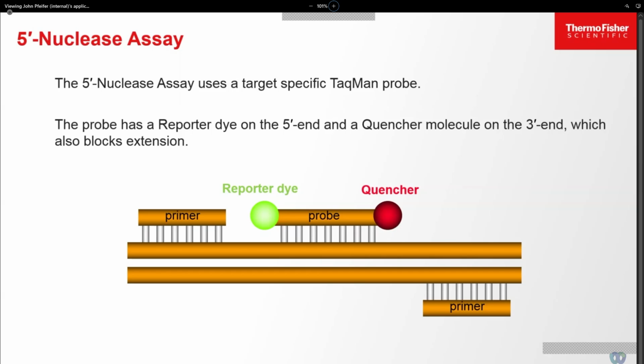The 5' end has the reporter dye, and it's called reporter because the signal from that dye will report on the amplification of the target sequence. On the 3' end is a quencher molecule, which, of course, you can tell from the name, is going to quench the reporter. But in addition, it's going to block the 3' hydroxyl on that probe, so that way the probe cannot be extended like a primer. And you can probably tell from the drawing, the probe is gene-specific, designed to bind between the two primers.